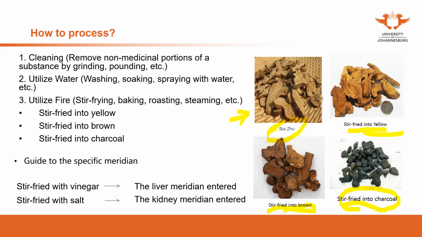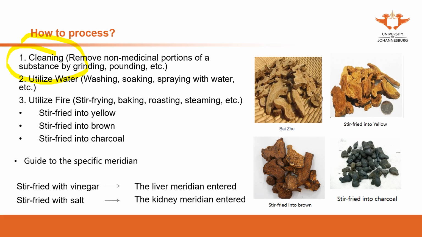How to process? Firstly, we clean and purify the herbs we need. Utilize water: wash, soak, or spray with water. It depends on what kind of herb. And then you also can use fire. So these are three methods. You can go one by one, or you can use just one directly.